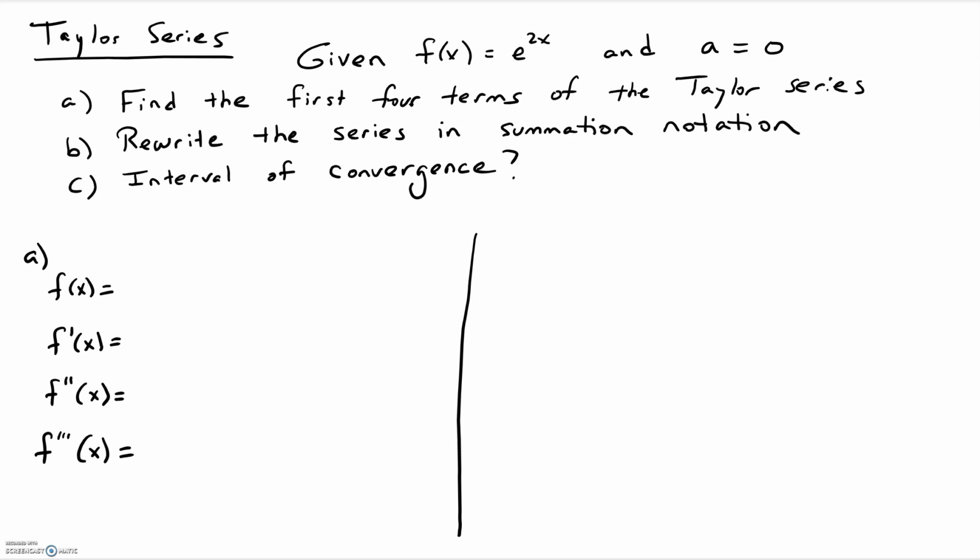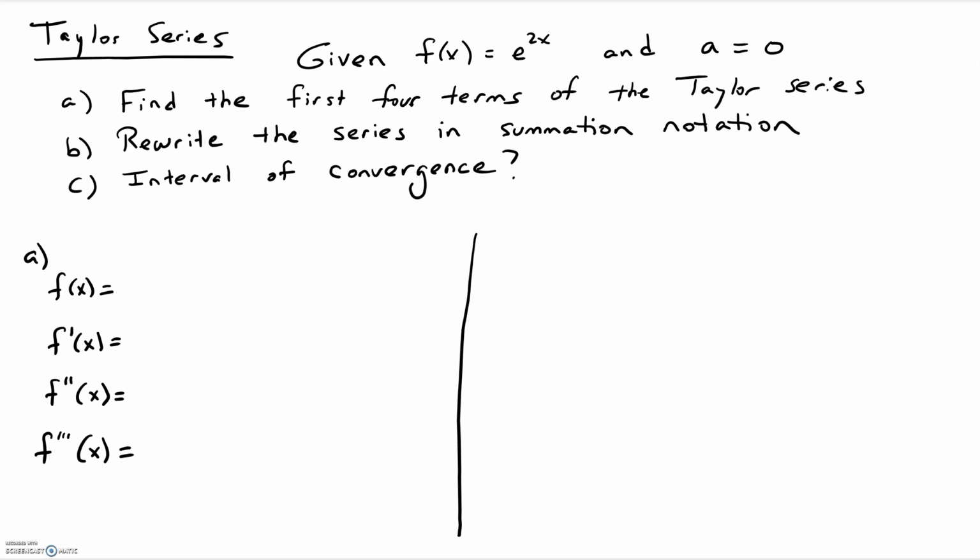First, we would like to find the first four terms of the Taylor series. Second, we're going to rewrite the series using our summation notation so that it's concise. And the third thing we'll do is look at the interval of convergence of this series.